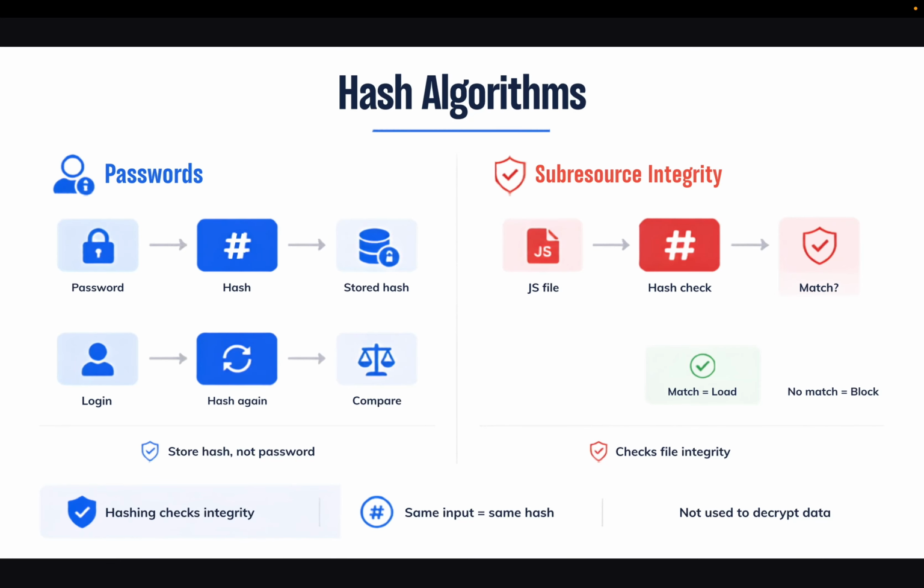In this case, imagine you have a JavaScript file, you enter the whole original file into a hashing algorithm, and it returns a hash output. That hash output you can put in your HTML on your website as integrity. This integrity code or output will be the reference for the true value of what the file should be.